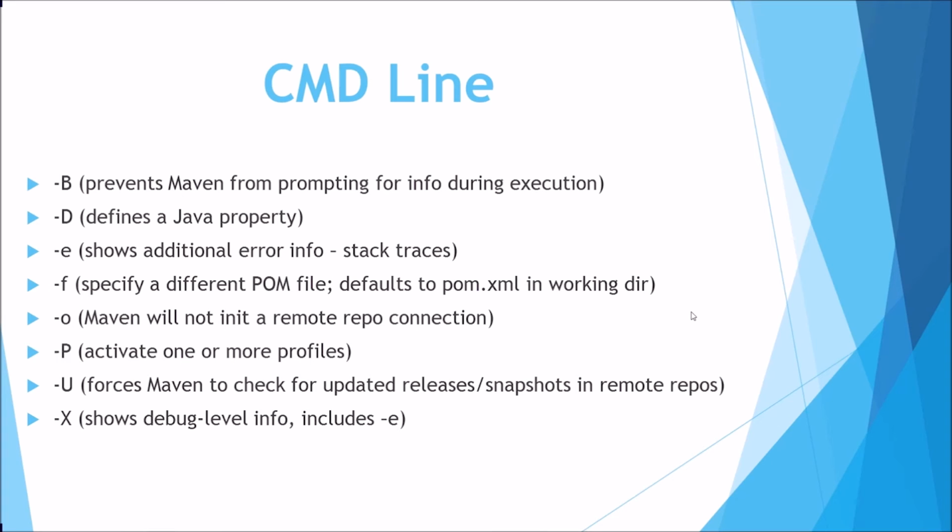Basically it activates profiles in a POM as well as in settings.xml. Dash U, we may need to use this sometimes. A force update. It forces Maven to look into remote repositories for updates to snapshots or releases, only if version ranges are used, but that's a bad practice. We're never going to use version ranges.